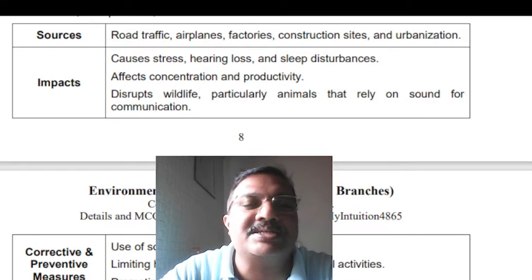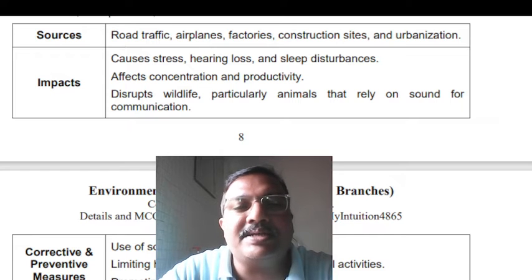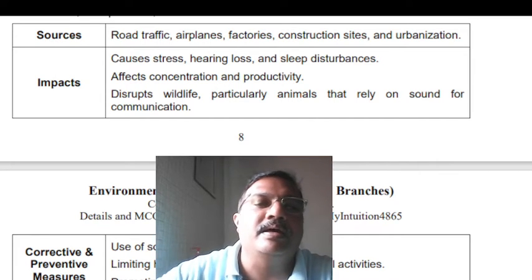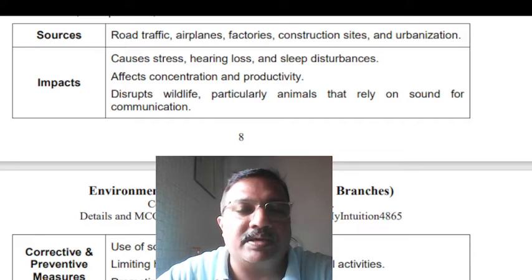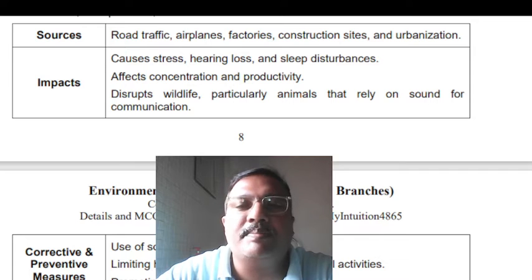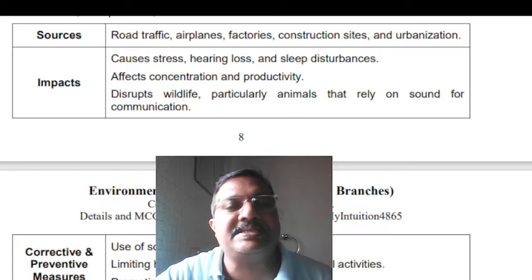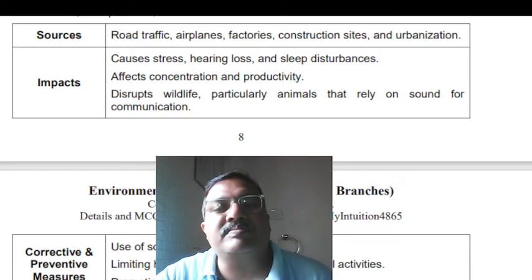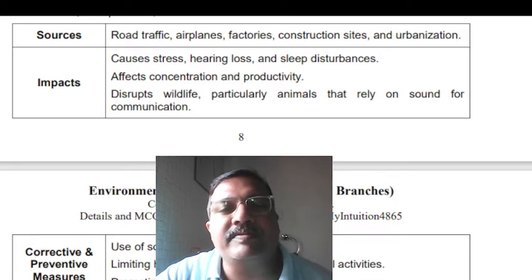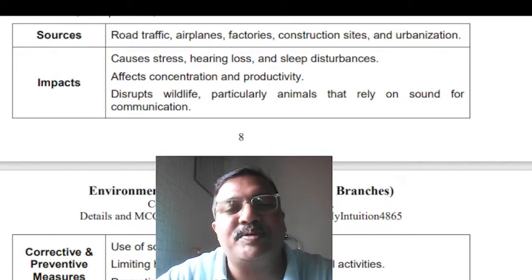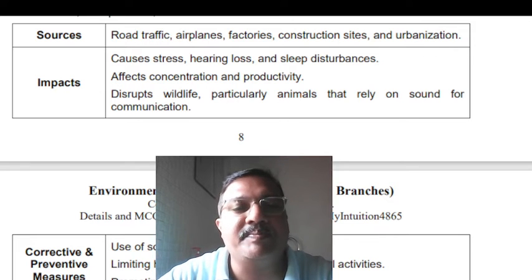Now construction sites: activities like drilling, hammering, and use of heavy machines create noise pollution during building construction projects. Urbanization: the busy city life with people, with vehicles, with entertainment activities, all these contribute to a high noise level.